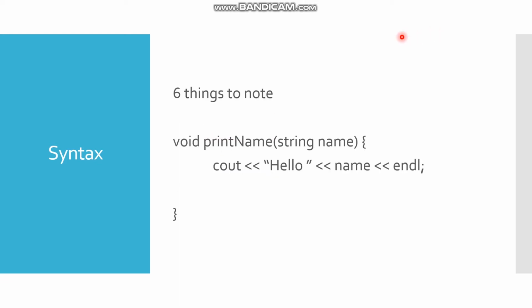So some things to know about the syntax of functions. We need to have the return type, we need to have the function name, and for each parameter we need to have the data type and the variable name. We need to have the curly braces, and we need to have a return statement. In the case of a void function, we do not need a return statement, but other times if we have an int return type function, we need to return an integer.